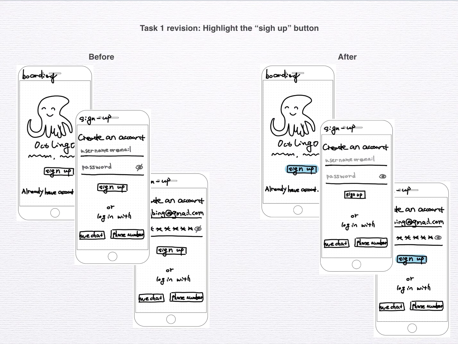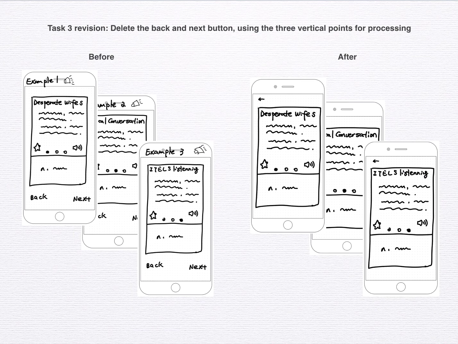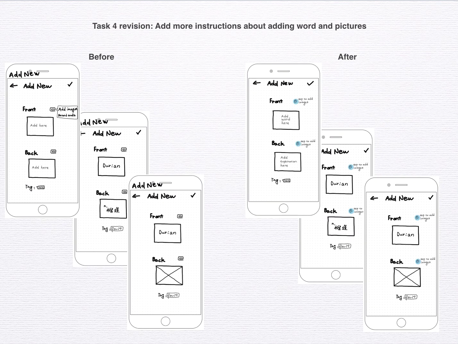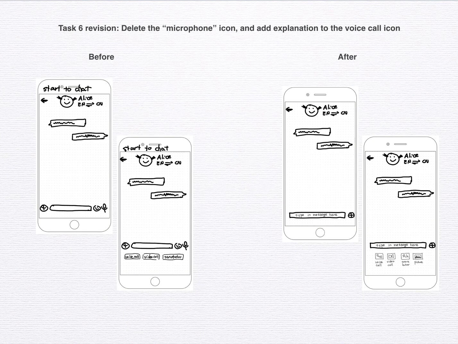For example, I highlighted the sign up button to make it easier for users to find. I deleted the back and next buttons to make the interface more straightforward and clear. I added some instructions and highlights to show how to use certain features. I also deleted some ambiguous icons and added more annotations to the different icons.